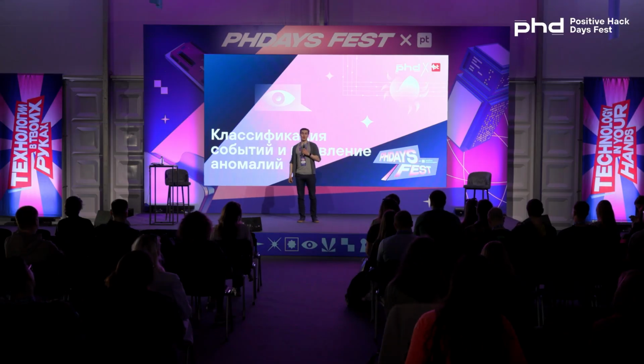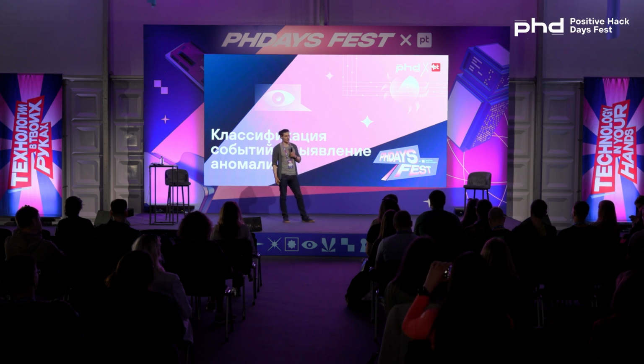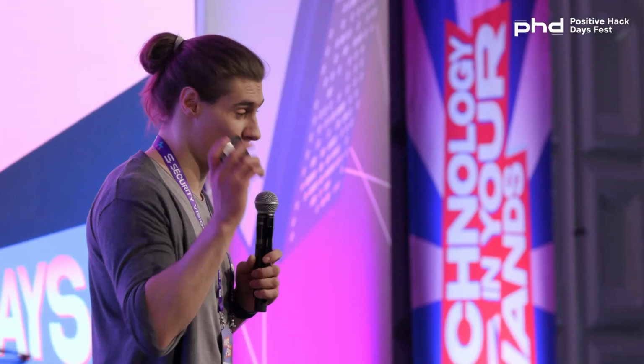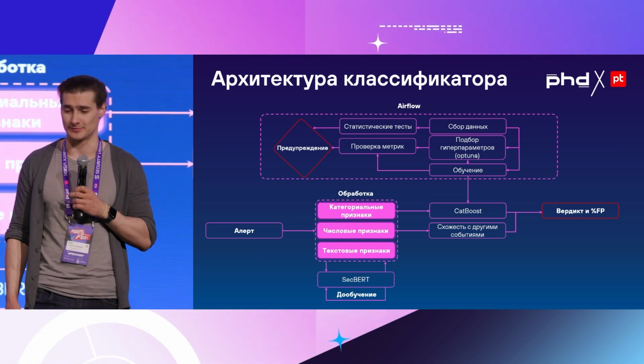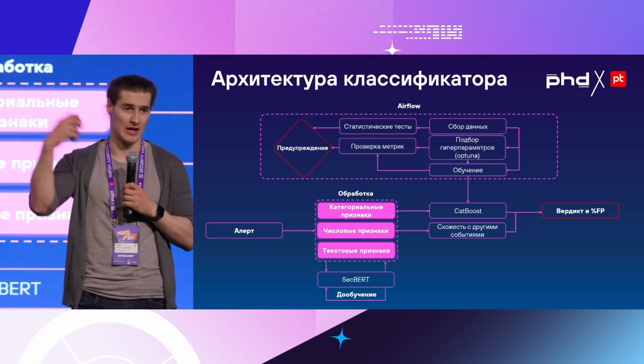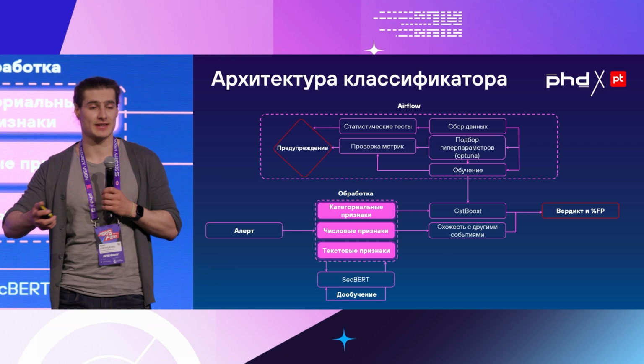Now, event classification and anomaly detection. Let's turn to the next chapter, so to speak. Before I actually demo it all, I should probably show the classifier itself, the architecture of the classifier. Obviously, it's dumbed down, but I think it does get the message across.